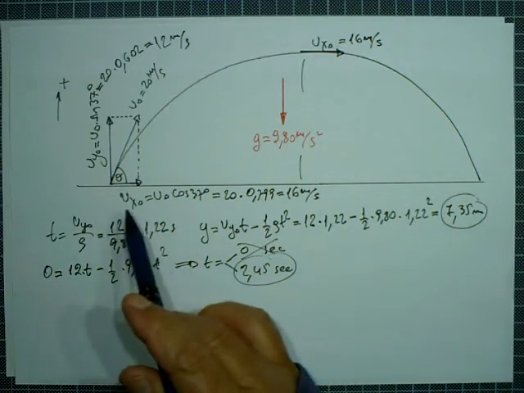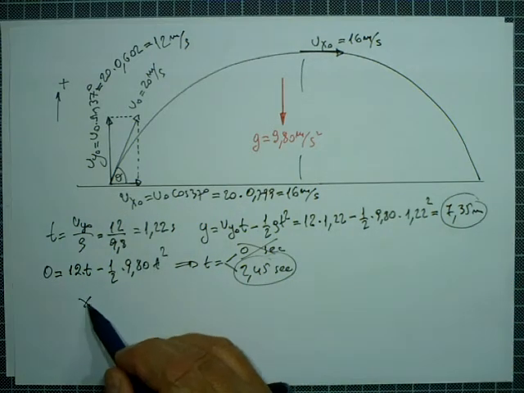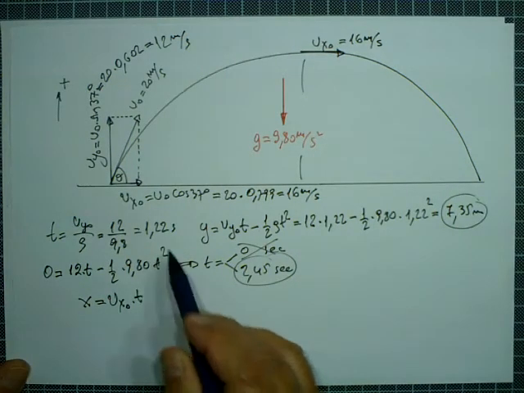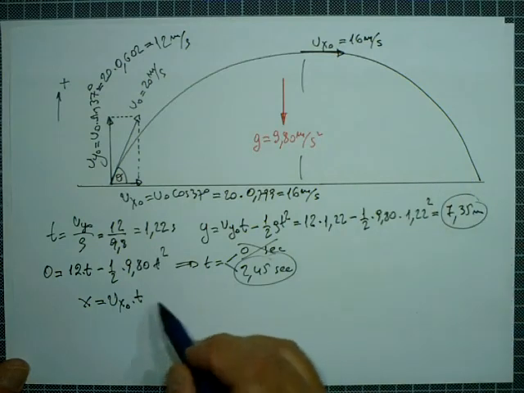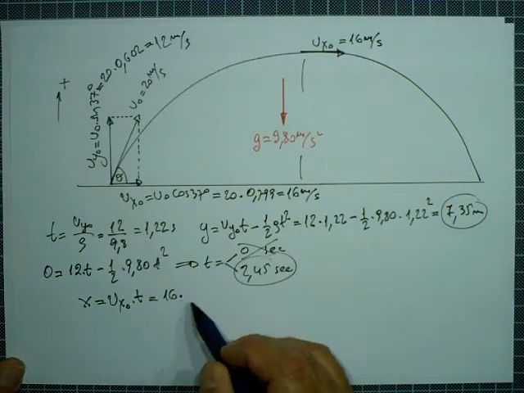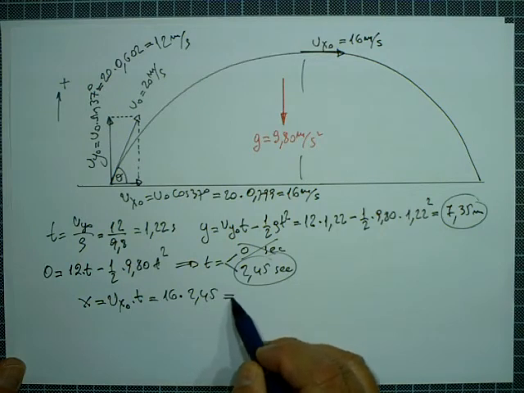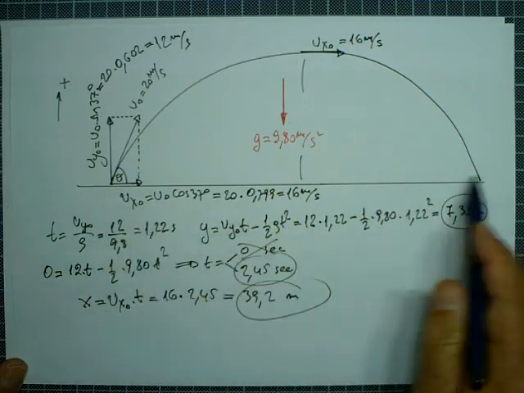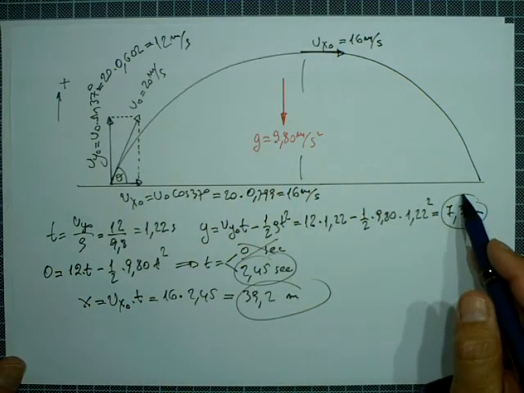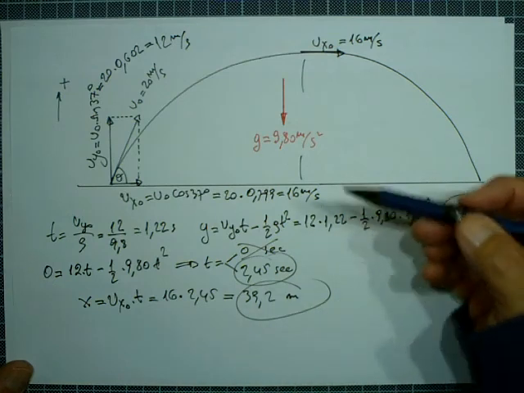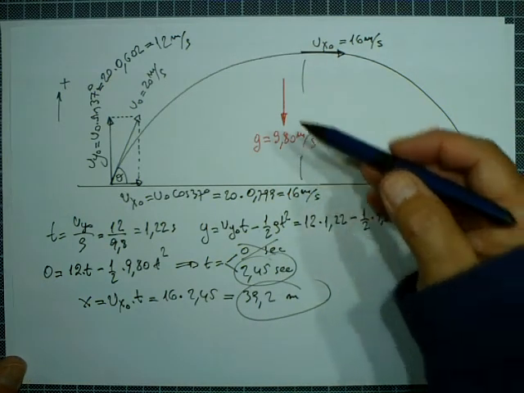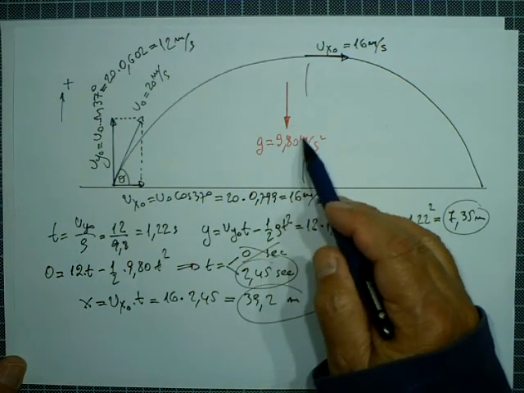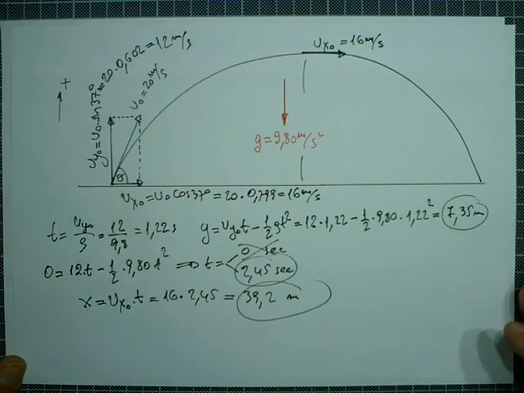Now the total distance in the x direction is x equals Vx naught times t. This is a uniform motion in the x direction, so this is 16 times 2.45, which gives 39.2 meters. This is the distance. Now finally, the acceleration vector at the highest point is g, which equals 9.80 meters per second squared.